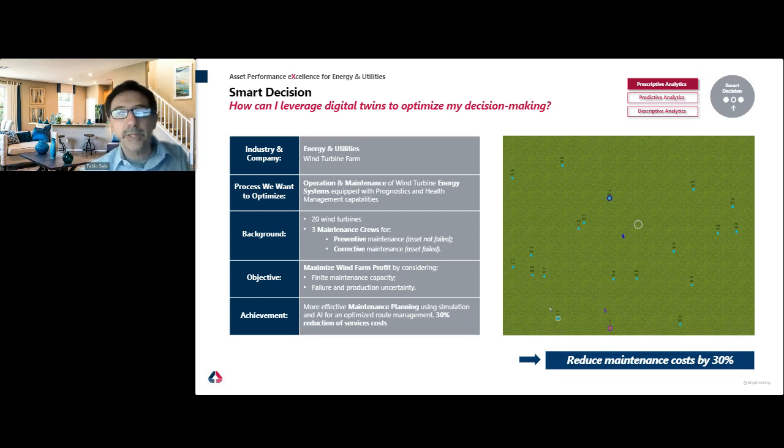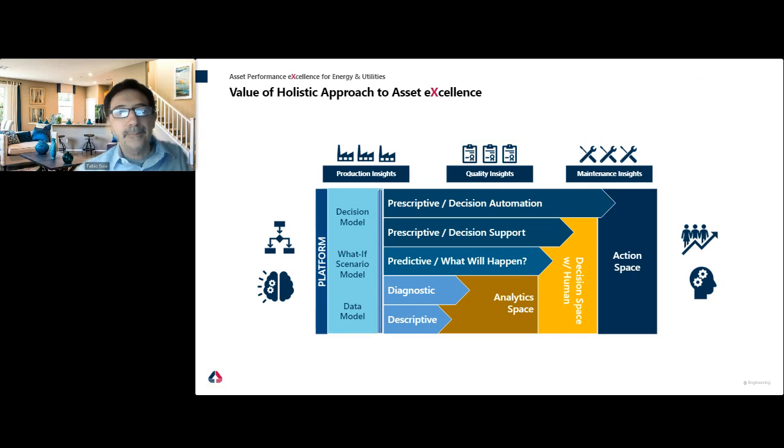So this is what we call smart decision. So really using AI and simulation to support the decision process. In the next webinars of this series, we keep going and explain to you some other examples of this kind.